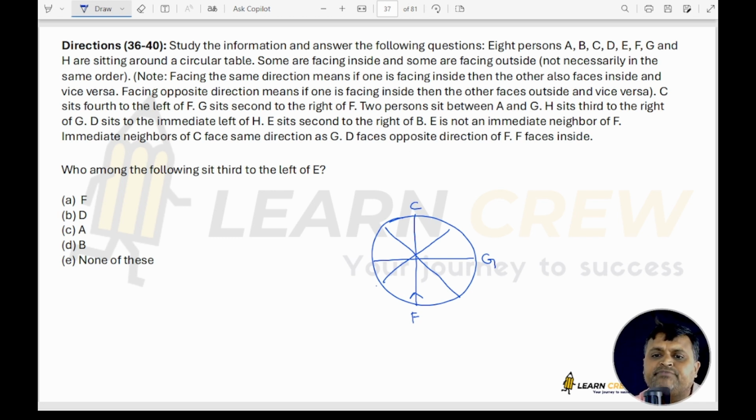2 persons sit between A and G. So if A is here, 2 persons are sitting between them. If A is here, not possible. So A must be here. This is the case: 2 persons sit between A and G. This is the possibility. Next.